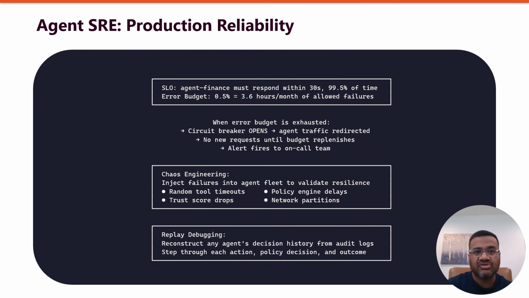When the error budget is exhausted, the circuit breaker opens. No new requests reach the agent until the budget replenishes. This prevents a struggling agent from cascading failures to your system.